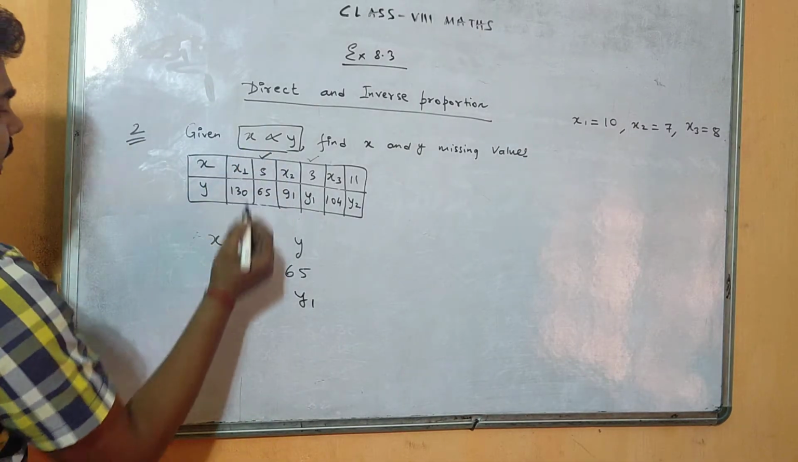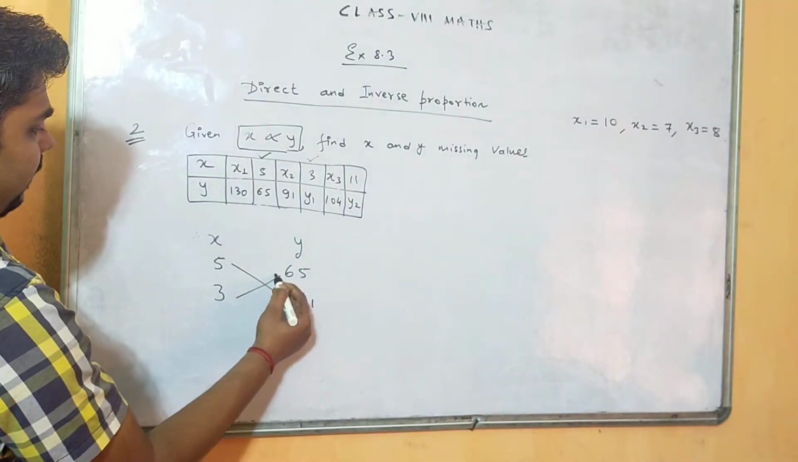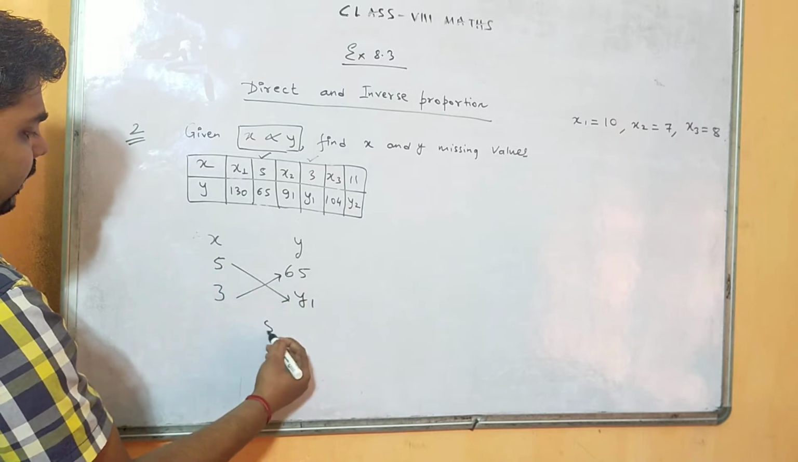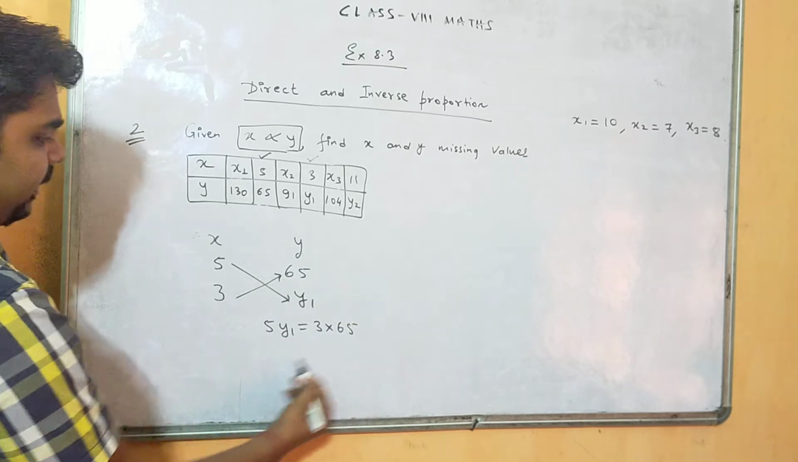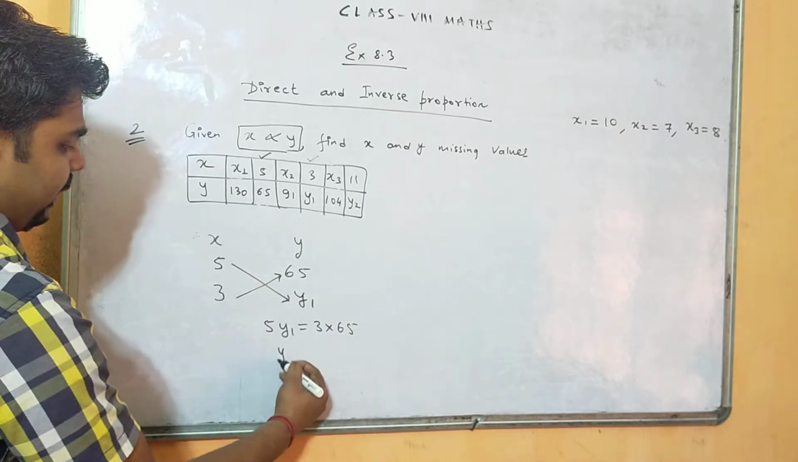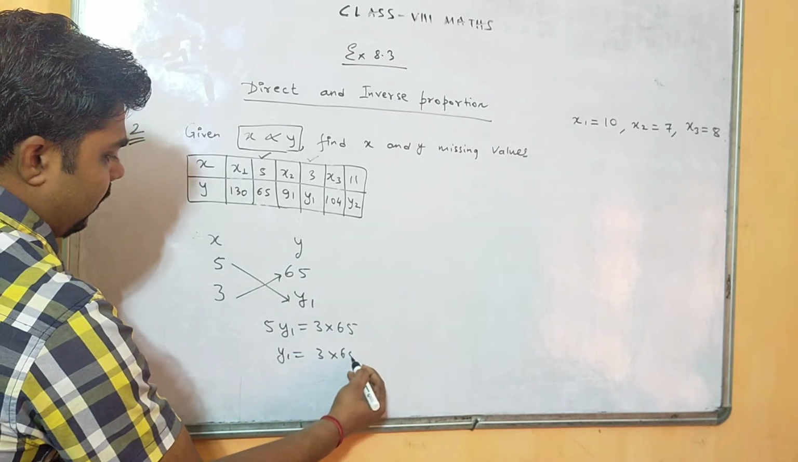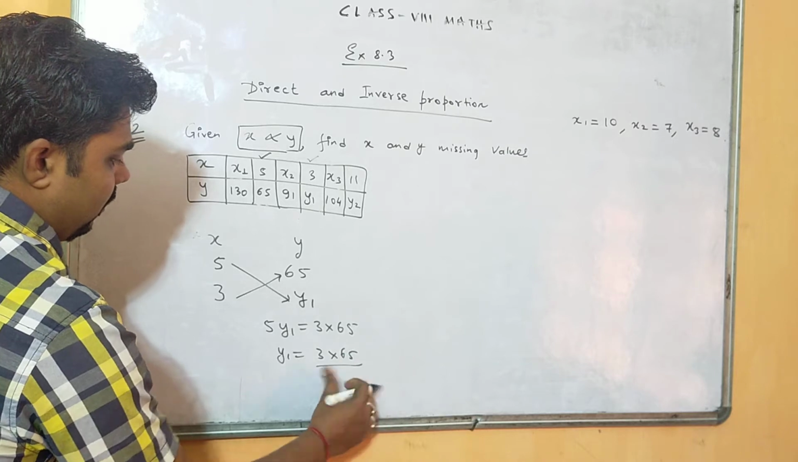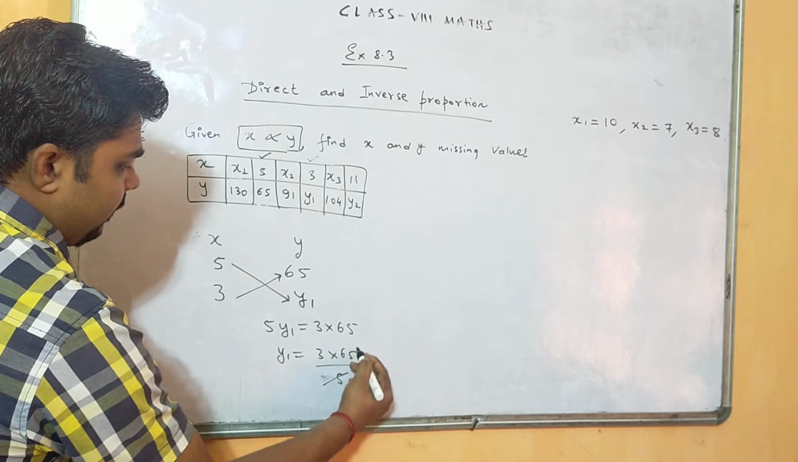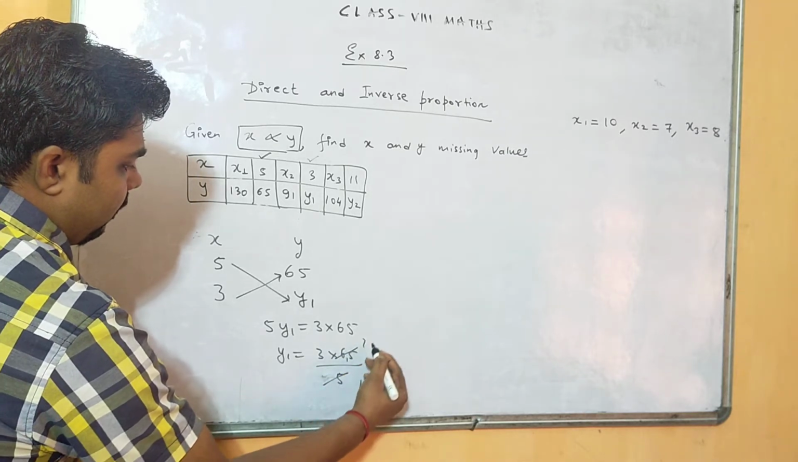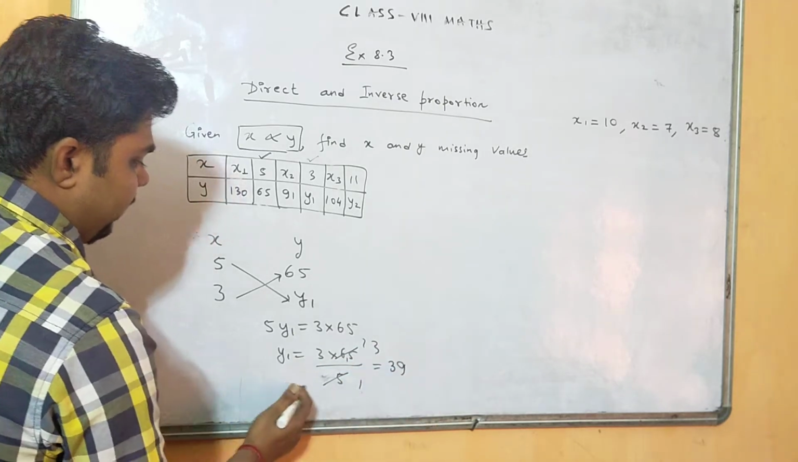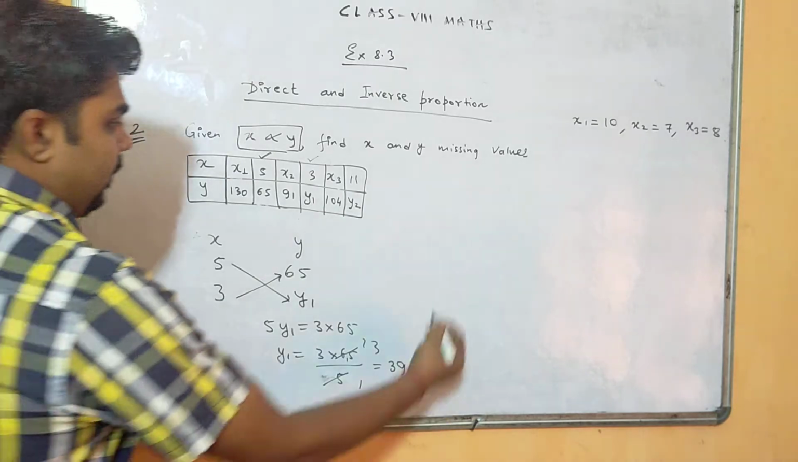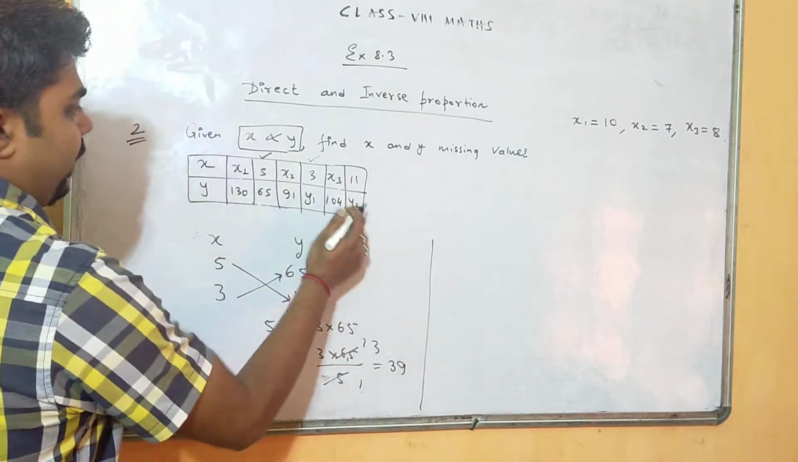As it is directly proportional, again we have to cross multiply. So 5 into y1, that is 5y1 equals 3 into 65. Do not multiply here, okay? Because ultimately it will get cancelled at the end. So 65 by 5. Now 5 ones are 5, 5 threes are 15. That means 3 into 13, that is 39. So what is the value of y1? 39.